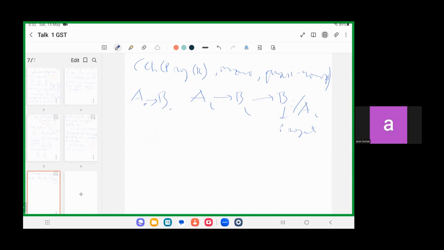Firstly, given a chain complex A dot, we get a family of objects in the underlying category. Here, we're doing projective R modules, so we'll get a family of R modules, not projective generally, but R modules. We'll get a family of R modules called the homology H_i of A dot, which is defined as follows.